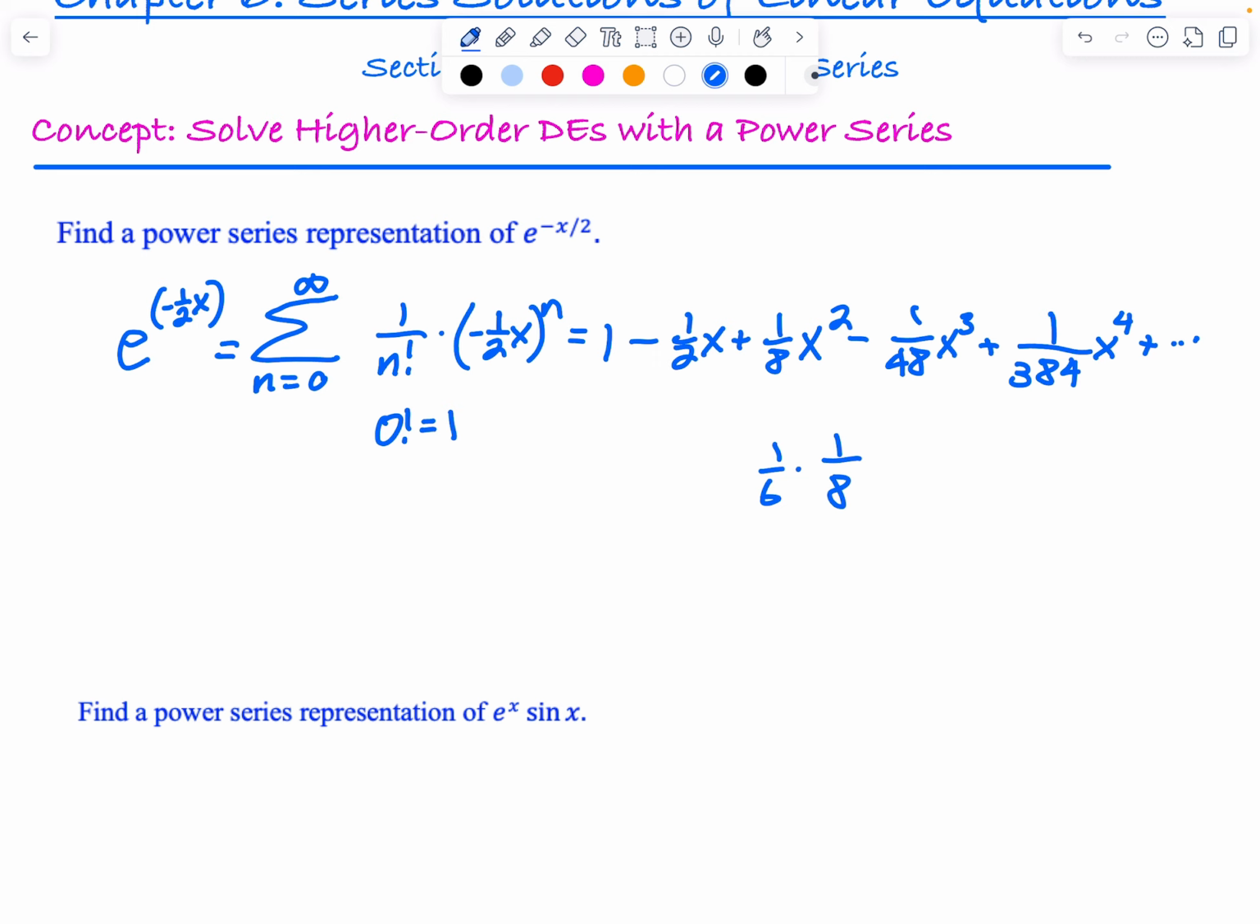Okay, so that is our answer. That is our series for e to the negative 1/2 x. The more terms that you go out, like if you pick x equals 5, you would plug in 5 into each x, and that would give you an approximation.